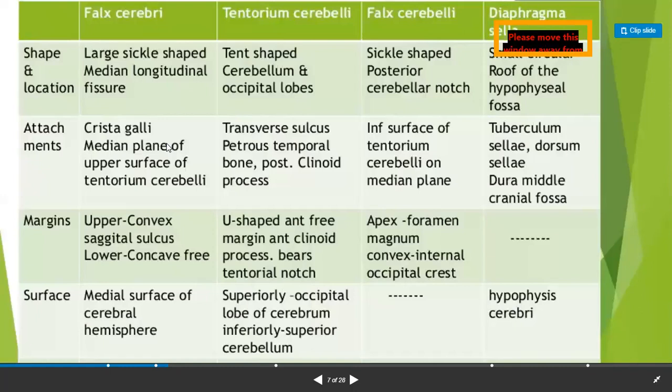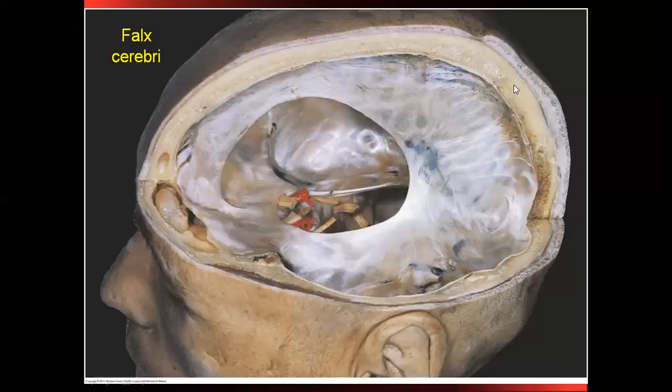Then next we have the tent-shaped fold of dura mater, which you call the tentorium cerebelli. This is a very beautiful picture of the falx cerebri, where you can see this is the attached margin, which is convex. This is the free margin, which is down. Anteriorly it is attached to the crista galli, posteriorly to the midline of this tent. This tent is the tentorium cerebelli.